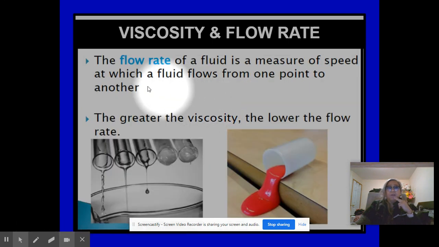Now, viscosity and flow rate. The flow rate of a fluid is a measure of the speed at which a fluid flows from one point to another. The greater the viscosity, the lower the flow rate. Think of viscosity in terms of the fluid being thick or thin. So thick like maple syrup, honey, ketchup, right? The lower the flow rate.